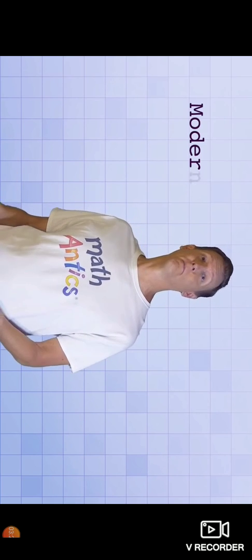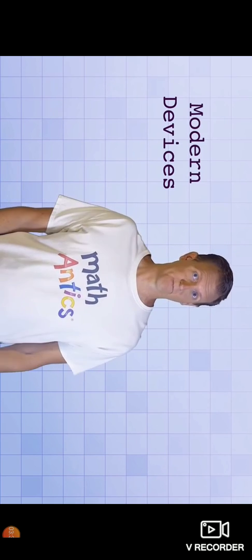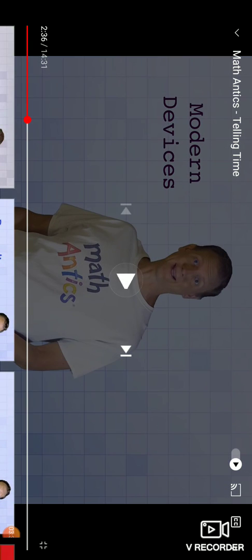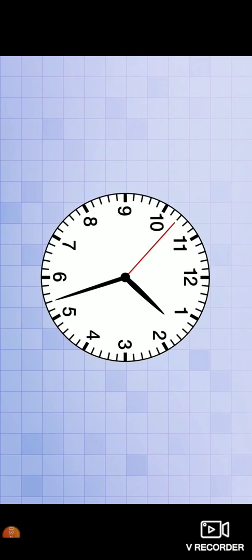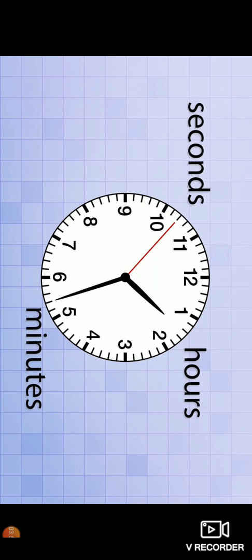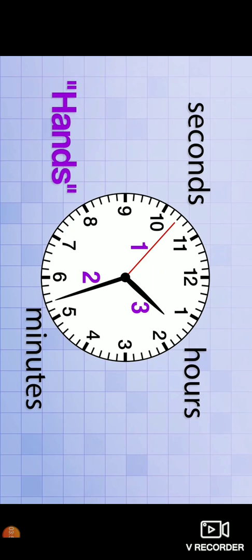Fortunately, there are much better modern devices for keeping track of time. In fact, you probably have one hanging on your wall at home or in your classroom that looks something like this. This traditional clock is designed to keep track of 3 different units of time: seconds, minutes, and hours. That's why it has 3 different pointers or hands.